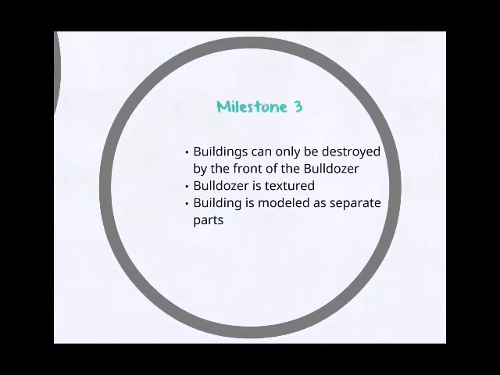Next week, I want buildings that can only be destroyed by the front of the bulldozer, or I would really like to see some kind of damage and health attributes to the buildings and the bulldozer, because that's how it feels like it works in the Blast Core game, because it is possible to destroy buildings with the back of the bulldozer, but it just takes a very long time.